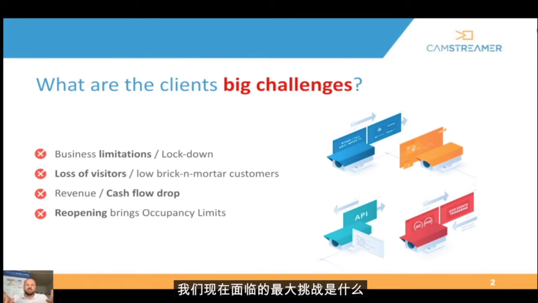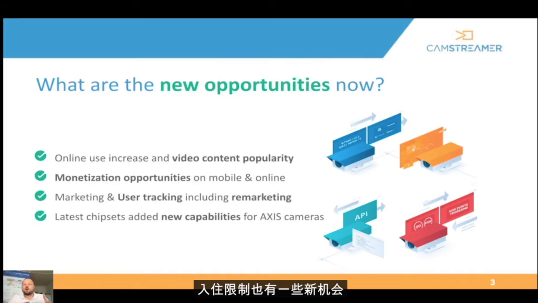What are the big challenges we are facing right now? There are business limitations, there are lockdowns, loss of visitors, revenue is dropping down, and reopening might bring some occupancy limits. There are also some new opportunities. Video content popularity is growing. Monetization opportunities are available on mobile and online and social networks. User tracking, including remarketing, is advanced and now available even in videos. And the latest chipsets in AXIS communication network cameras are adding new capabilities.